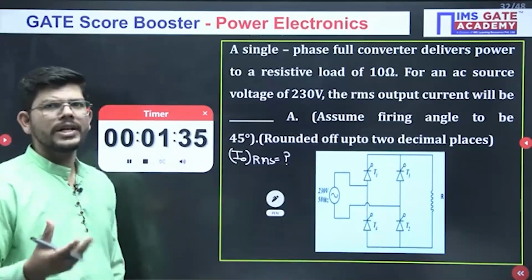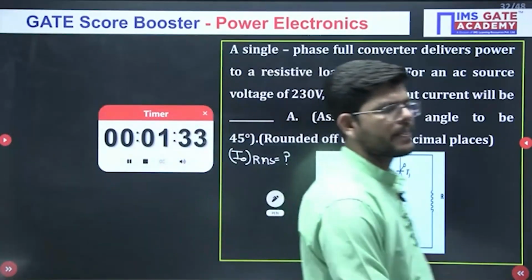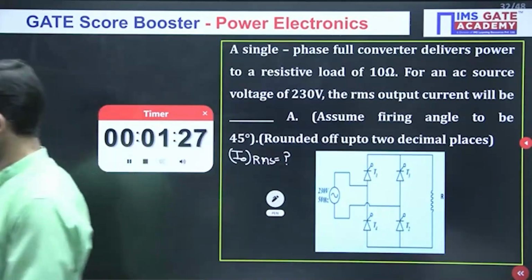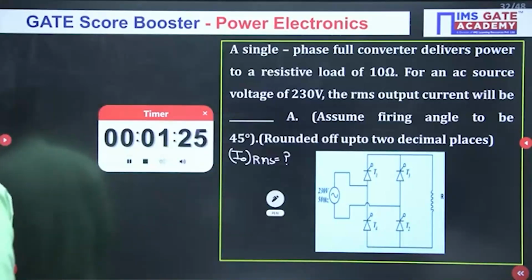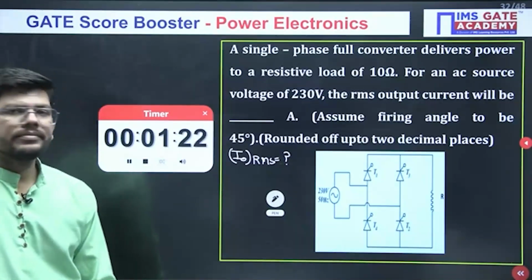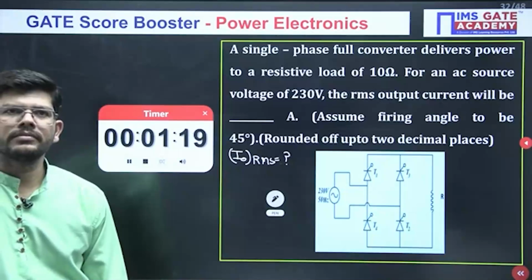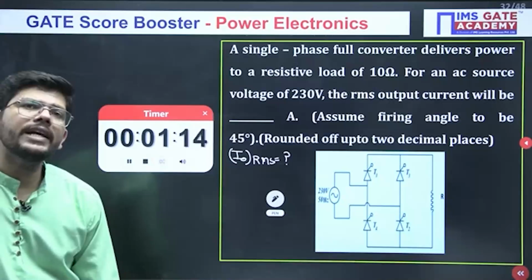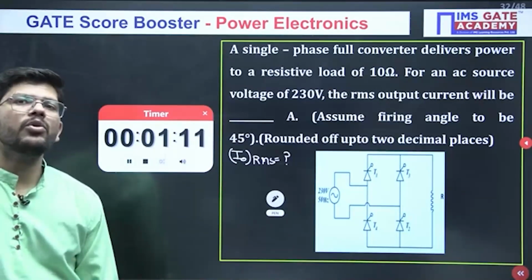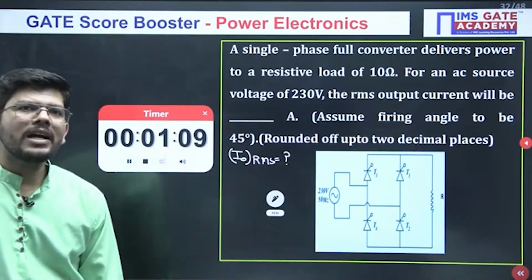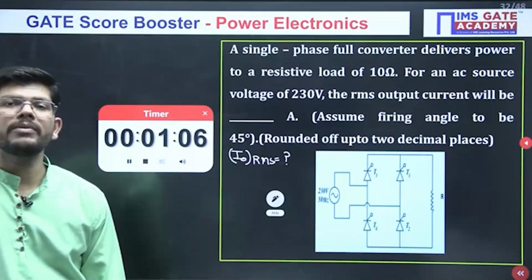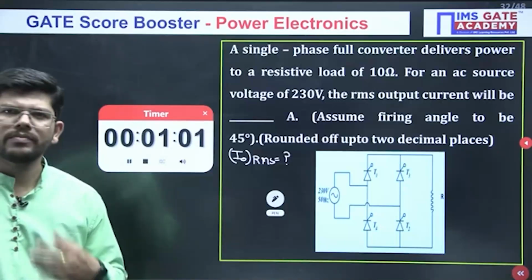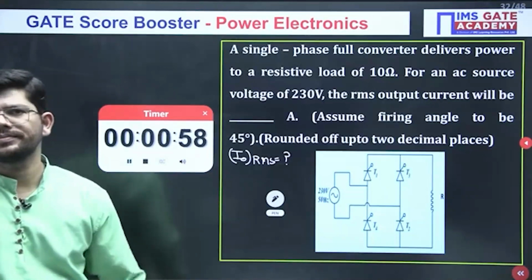RMS current will be RMS voltage divided by the resistance. So you have to find the RMS voltage. And normally we know that in the case of a single phase full bridge controlled converter, the RMS output voltage is equal to the source voltage. But when can we do that particular thing? Or forget about that, simply how to solve this question.